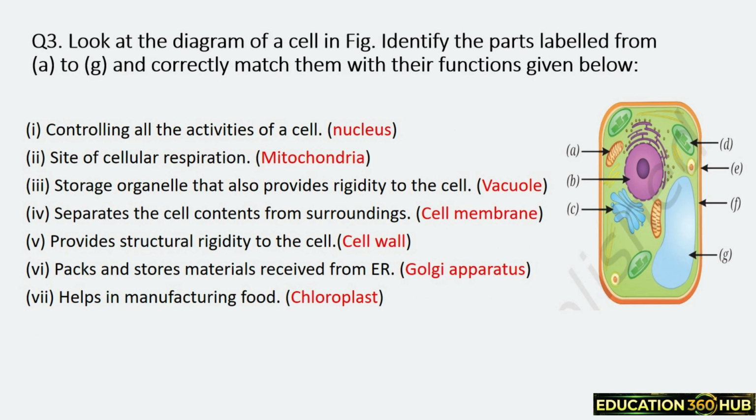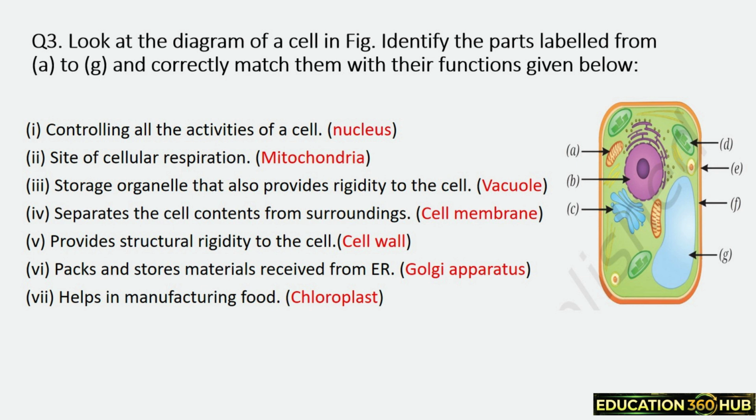Third question. Look at the diagram of a cell and identify the parts labeled from A to G and correctly match them with their functions given below. Controlling all the activities of a cell. B. Nucleus. Site of cellular respiration. A. Mitochondria. Storage organelle that also provides rigidity to the cell.